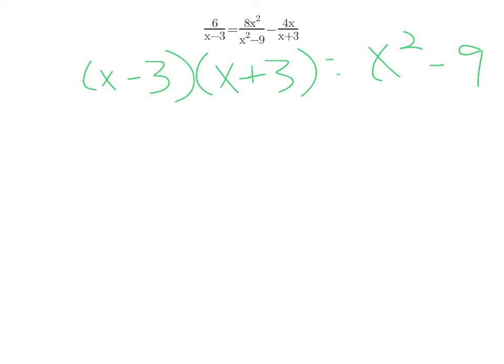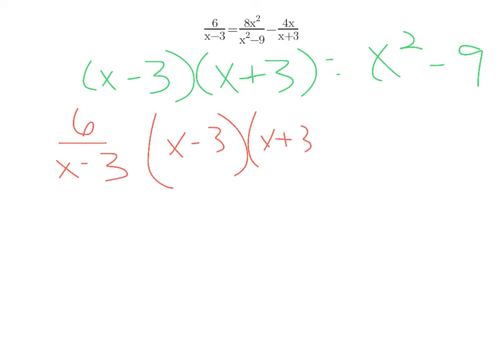So now I'm going to take my equation and multiply each part by x minus 3 times x plus 3. When I multiply 6 over x minus 3 times x minus 3 times x plus 3, the x minus 3's cancel each other out, and I'm left with 6 times the quantity of x plus 3, or 6x plus 18.